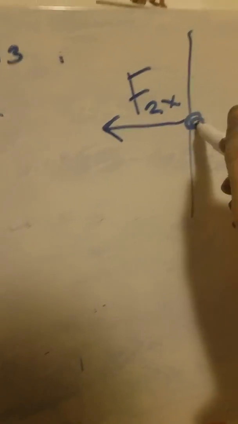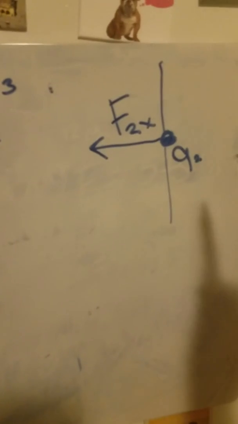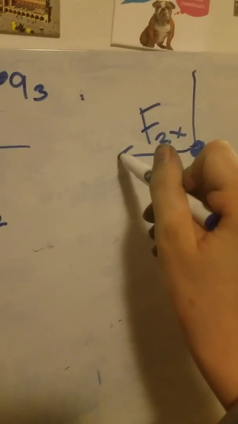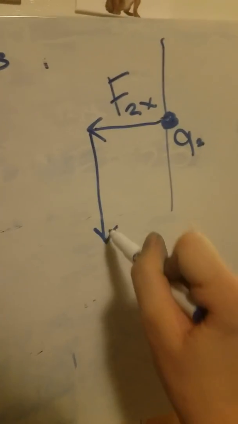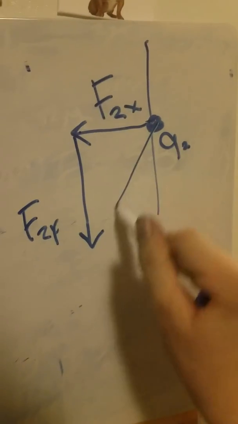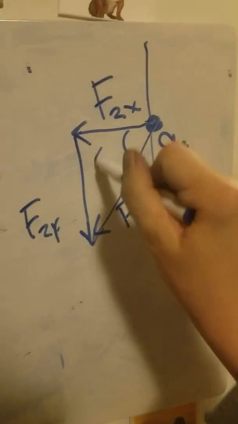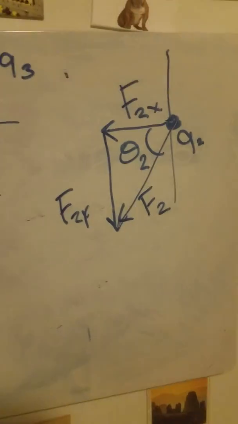I'm going to call this F2x. Let's imagine here's our Q2, and I'm going to draw the overall force on its x and y components. F2x points left, F2y, which is larger, points down. So the overall F2 is the hypotenuse there. And then let's call that theta 2. That's the angle we want to find.